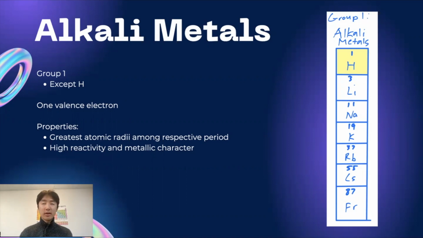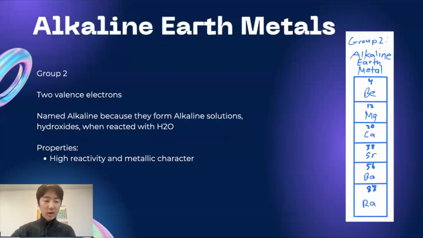High reactivity means that they can react well with other elements, with other atoms. Metallic character means that they have a sea of delocalized electrons, meaning that they're most likely to lose their 1 valence electron because it's the least attached to the nucleus. And we're going to talk about that later in this YouTube series.